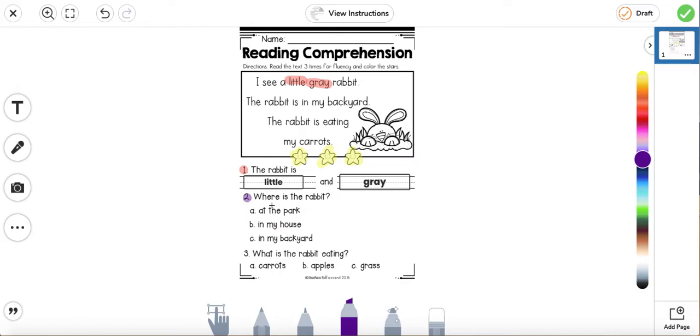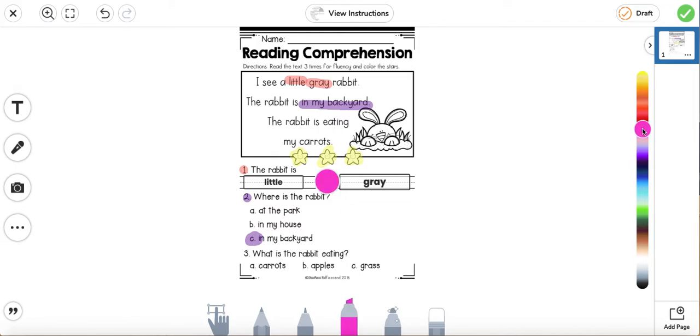Okay, number 2. Where is the rabbit? A, at the park, B, in my house, or C, in my backyard? Let's go to the story. The rabbit is in my backyard. So our answer is C, in my backyard.